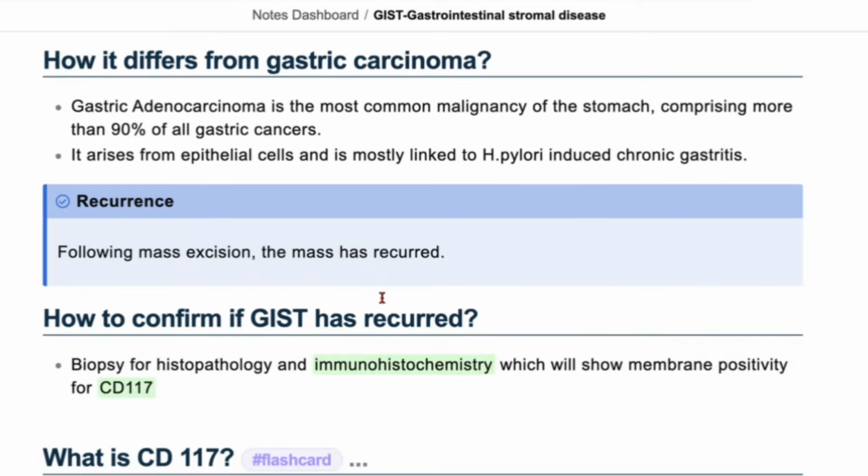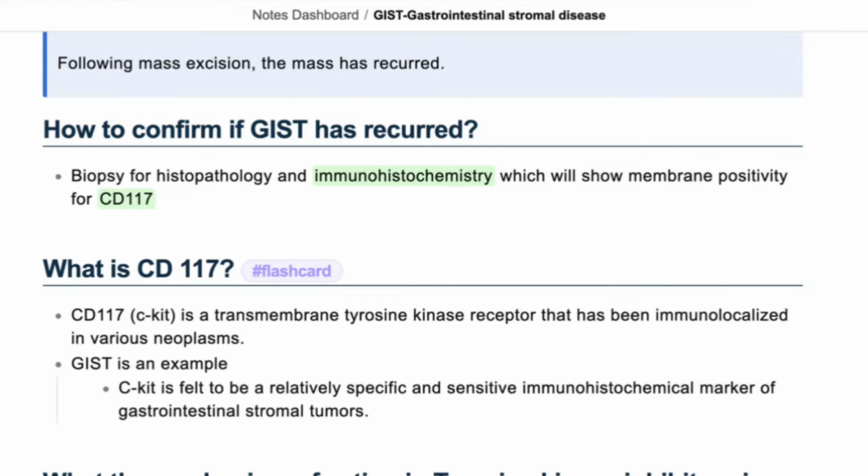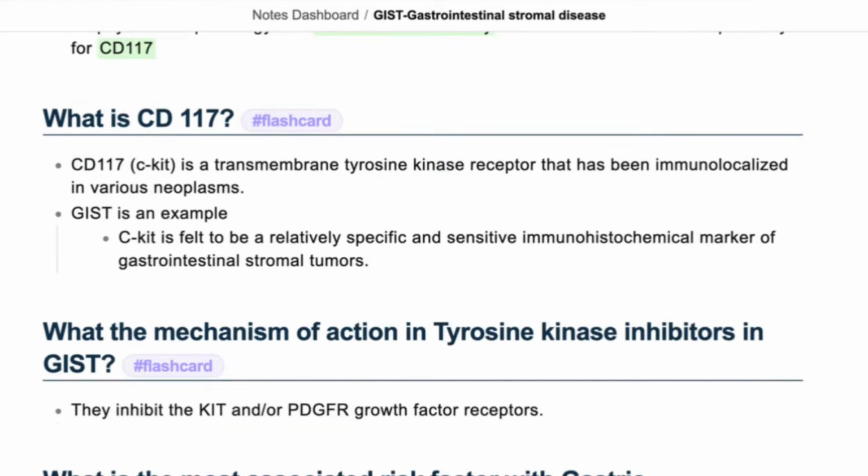What is CD117? So CD117 is a tumor marker and it is a transmembrane tyrosine kinase. It can encode for the KIT gene, which is 95% present in GIST and also is typically responsive to imatinib. Good. And what's the mechanism of action of tyrosine kinase inhibitor? So it inhibits the KIT gene and also platelet-derived growth factor alpha. Very good.